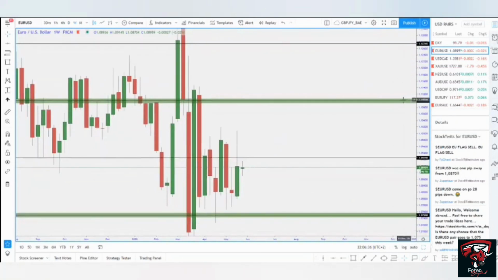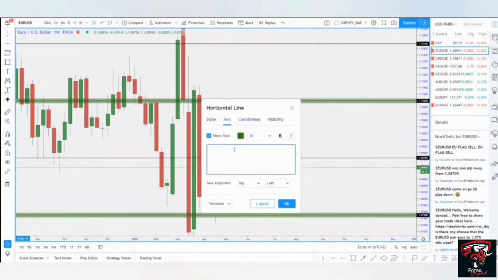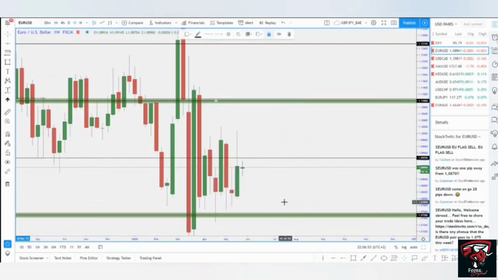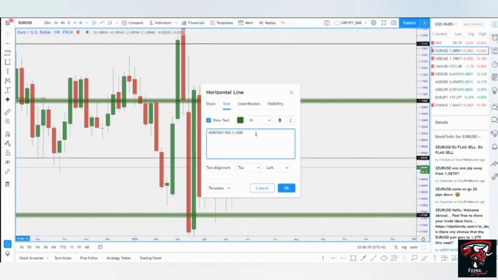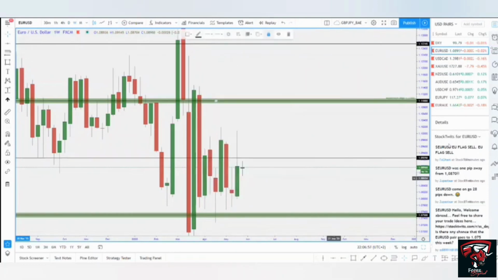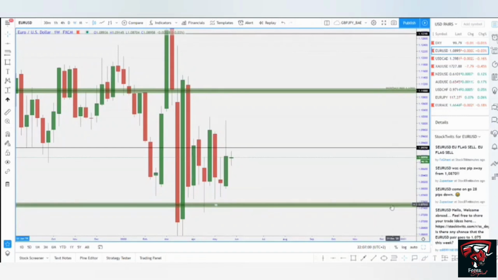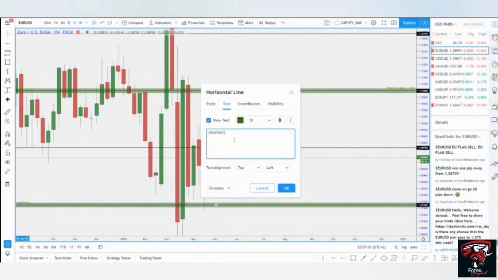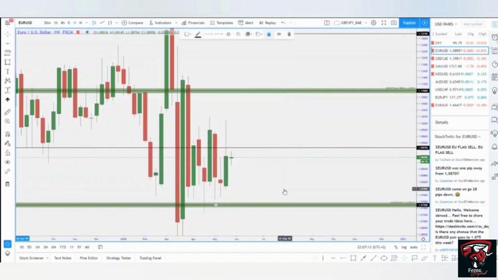These are monthlies, these are weeklies. So how I would do this is I would have an annotation there and probably say monthly resistance because that's at the top. So that's monthly resistance at 1.100, right? And then make sure that that annotation is actually on the right. So that's monthly resistance at 1.1, and then we've got monthly support at 1.07500, sorry. And that should be on the right as well. So make sure that you do that every single time.